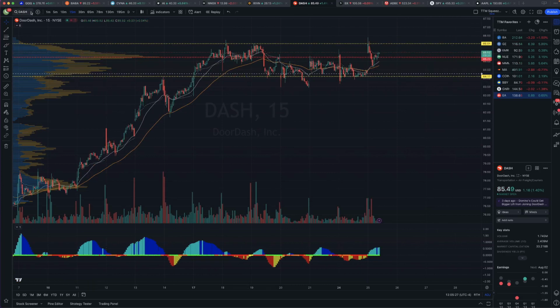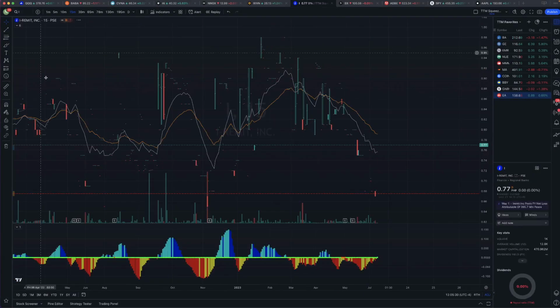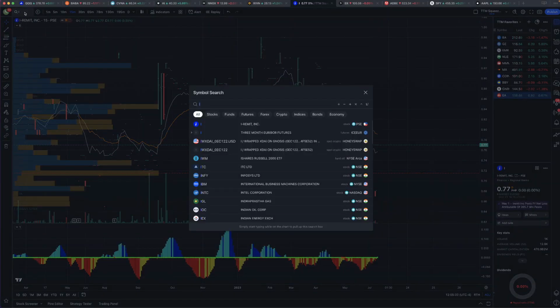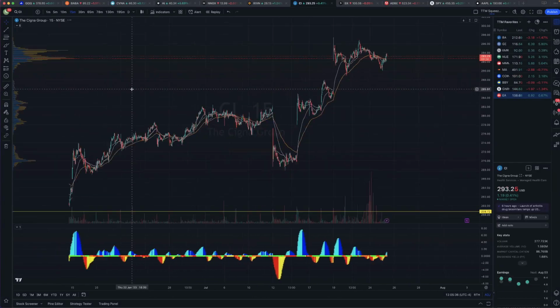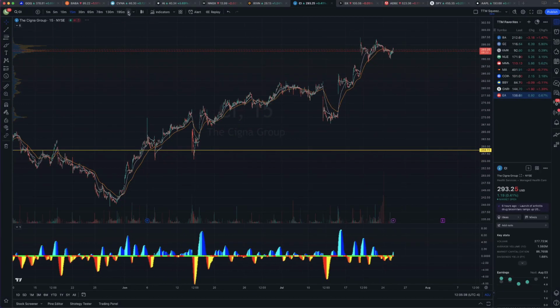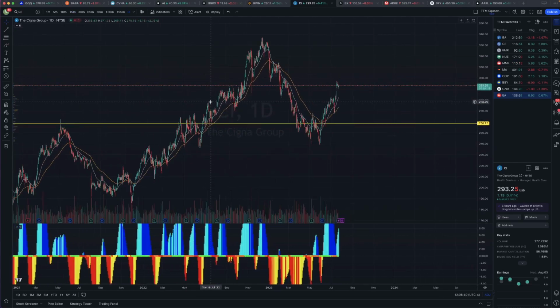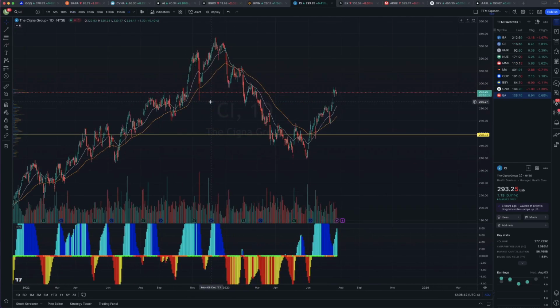Next one is CI. Did I do that right? No, I did not. All right, now let's see how CI looks on the daily. Looks pretty good on the daily.